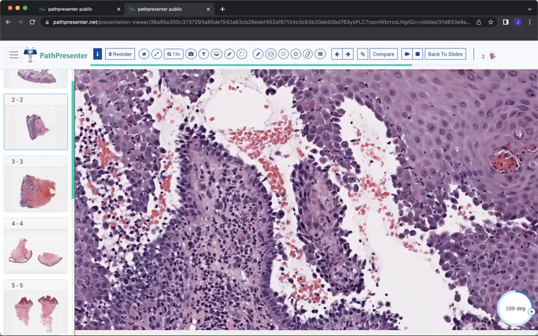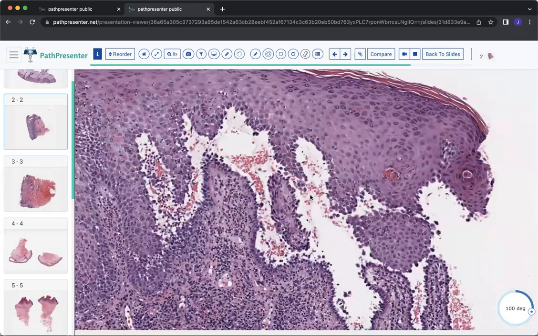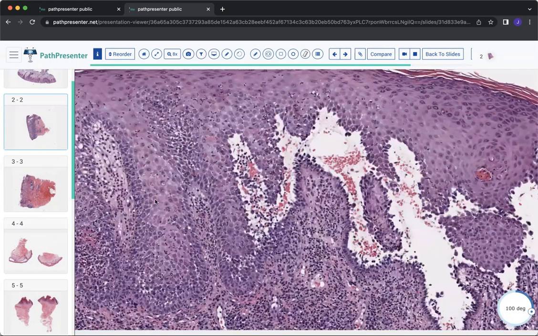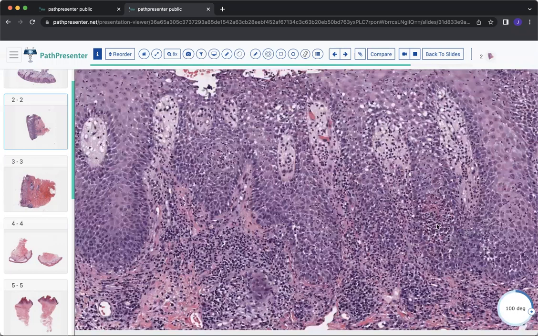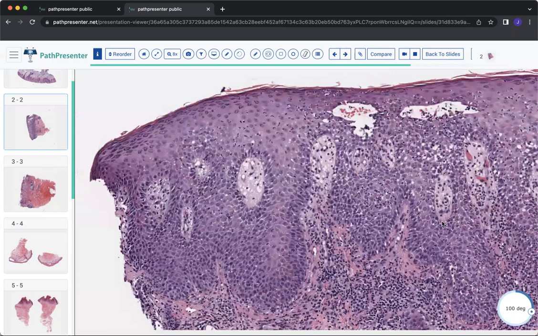So let's say that you also did a DIF on this, and the DIF showed positive IgG pattern at the deeper aspects, pretty diffusely, but also concentrating at the deeper aspects of the epidermis in an interkeratinocyte staining pattern. So then that will tell you that it's pemphigus vulgaris. And pemphigus vulgaris is an anti-desmoglein 3 mediated process.